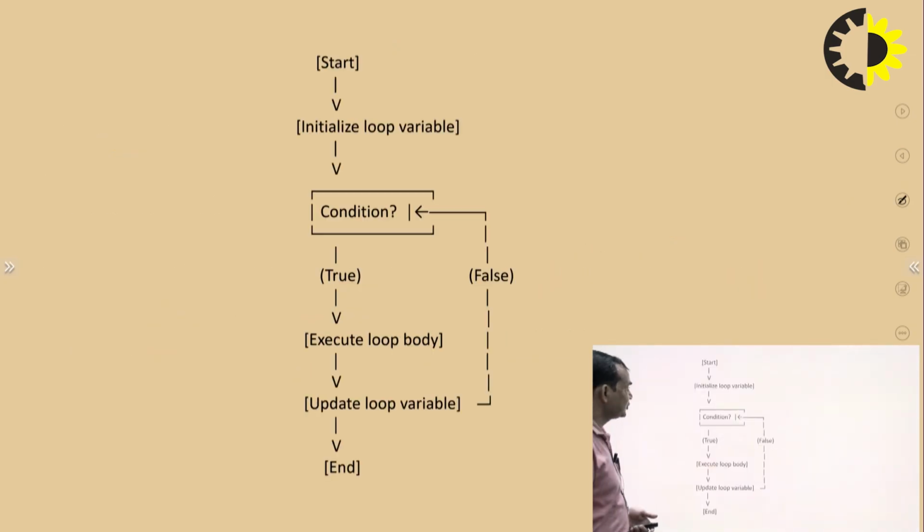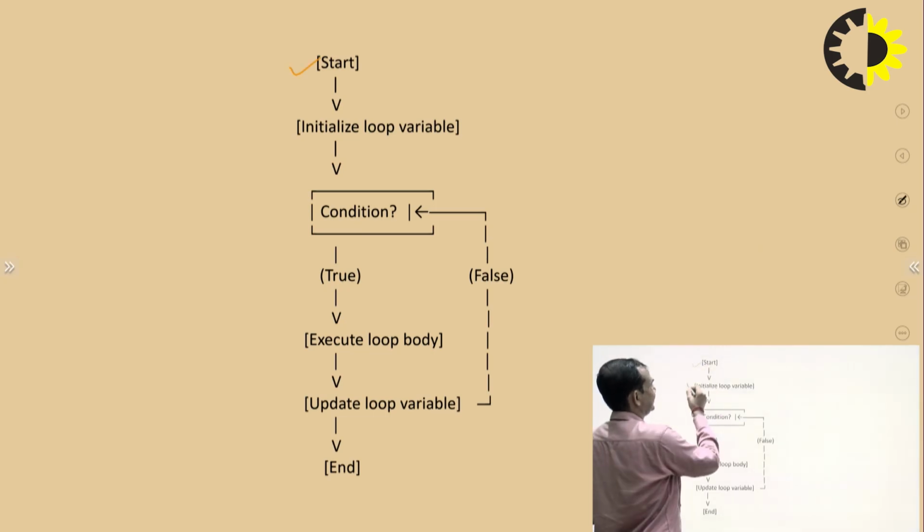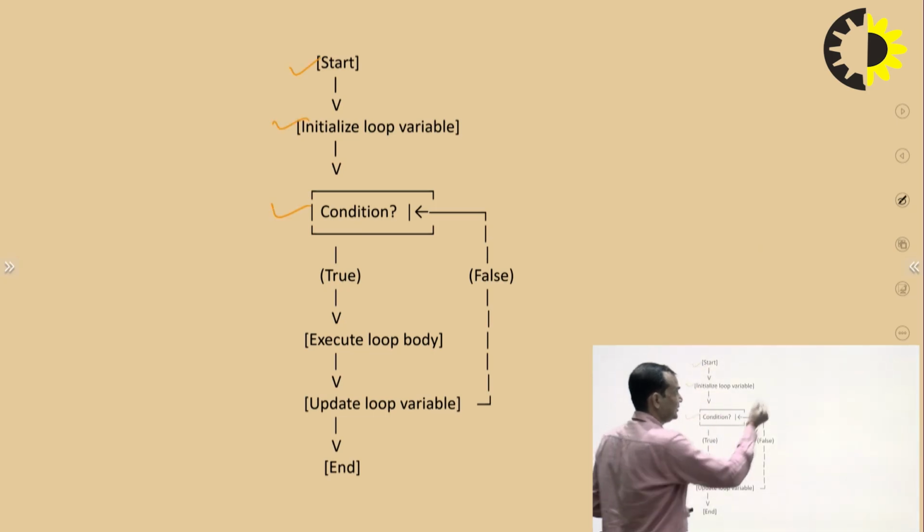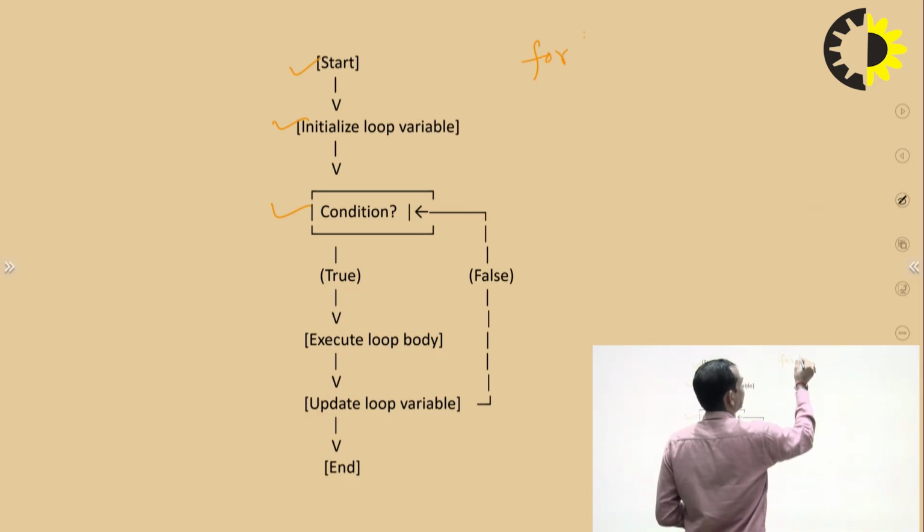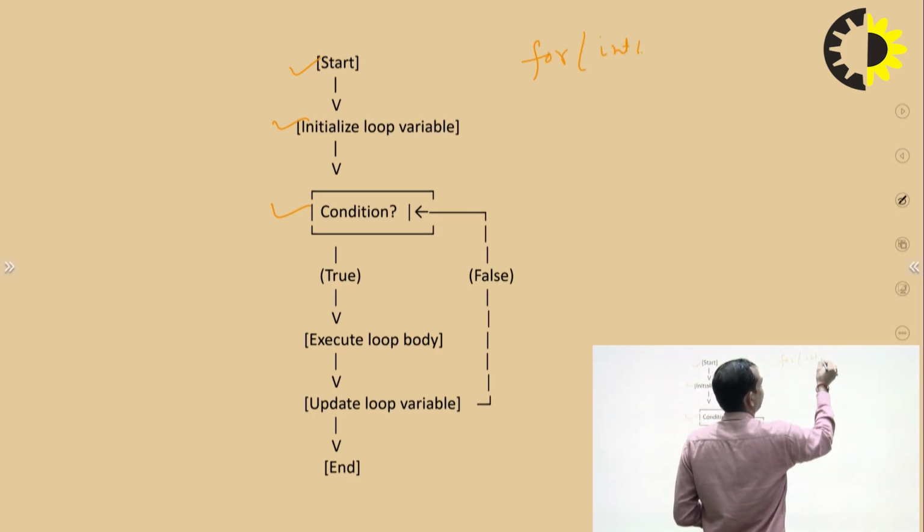This is the flow chart. Firstly start, then we initialize the loop variable, then we use the condition. Means in a for loop we declare 3 conditions in a single line.